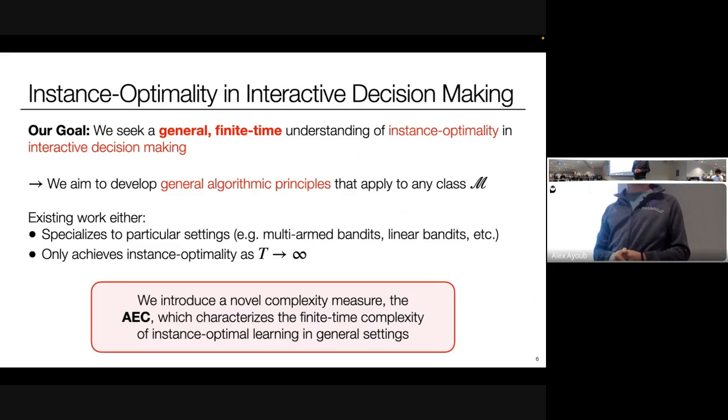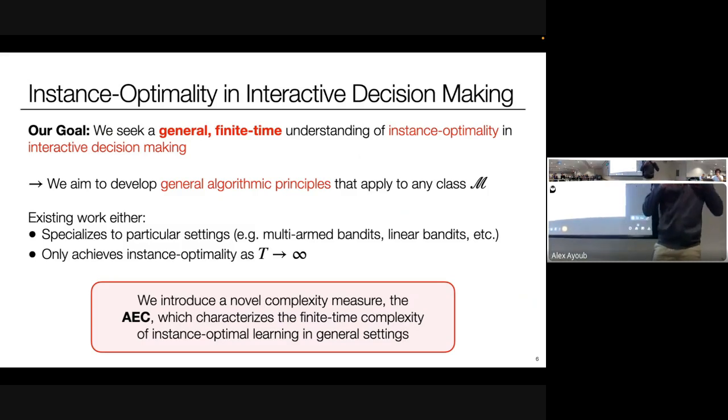Okay, before I dive in, any questions on the setting, the goals? Yeah. The class can be finite, can be infinite. The results we prove, I won't go into all the technical details, but the results scale with the log covering number of M. So if it's some non-parametric class that has a massive covering number, then the results will degrade significantly. But in general, it could be infinite.